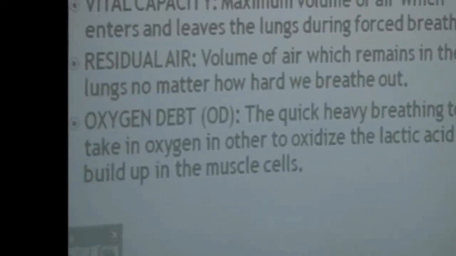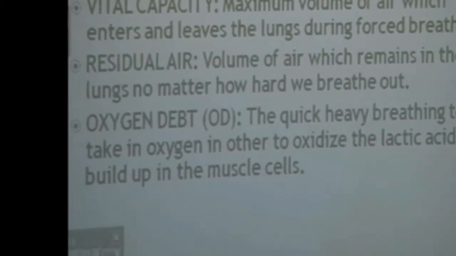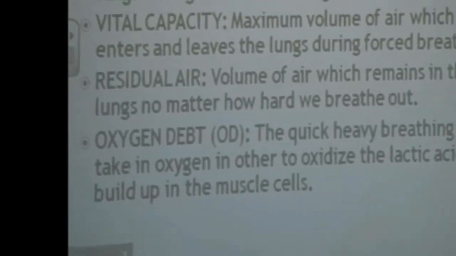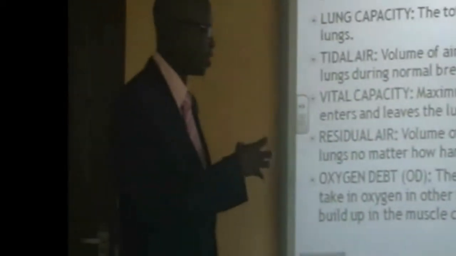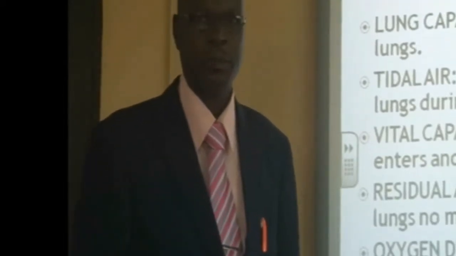Now, it is a quick, heavy breathing to take in oxygen in order to oxidize the lactic acid built up in the muscle cells. Now, what are we saying here in terms of oxygen debt? It is highly related to athletics and those raising animals. Those that take part in athletics, those that are running or playing football, may not have enough oxygen to breathe in, and thereby we have accumulation of lactic acid in their muscles because they have to go through anaerobic respiration.